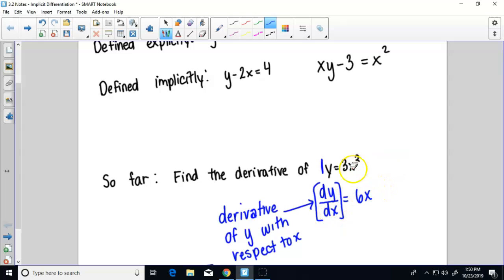Over here, we take the derivative of 3x squared, we get 6x. We have not been writing this, but if we wanted to, we could do this: derivative of x with respect to x. But dx over dx is itself, right? Something over itself, so that would just be 1. So that's why we haven't been writing it, because it's just equal to 1.